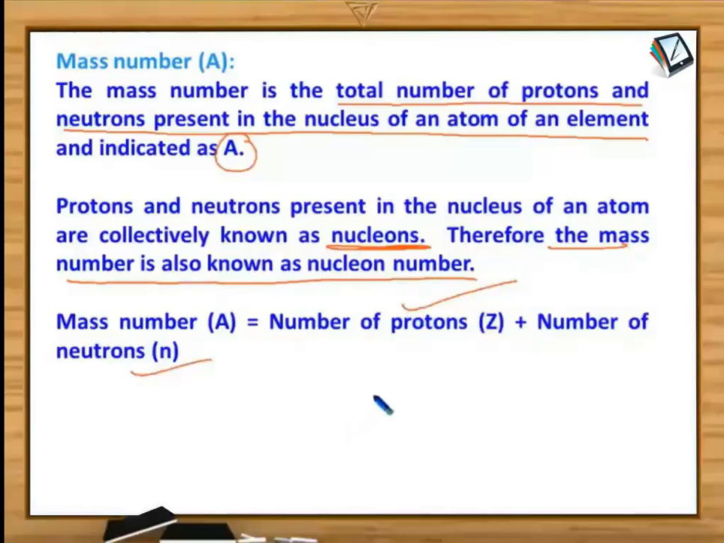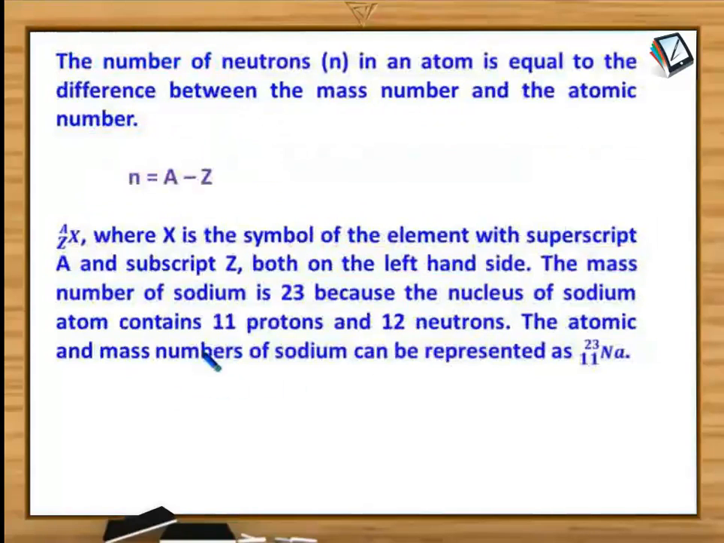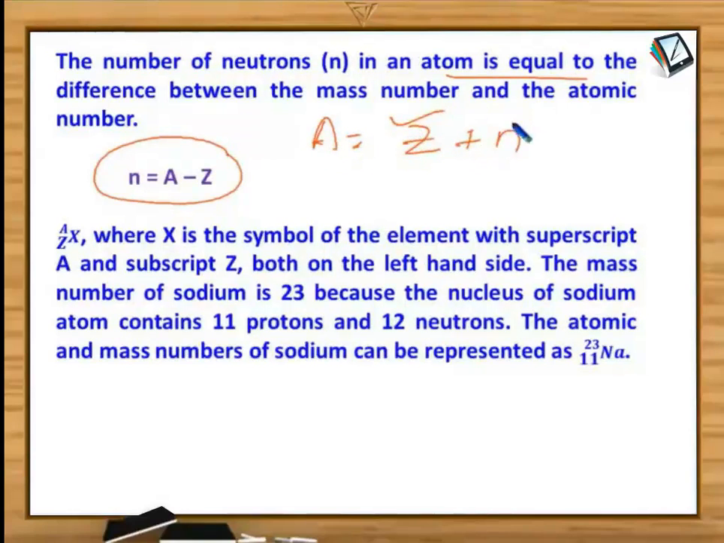So how many protons are there in an atom of an element? We get it from the atomic number. Atomic number plus number of neutrons is equal to mass number. And the number of neutrons in an atom is equal to A minus Z, because we know that A is equal to Z plus N, meaning number of protons plus number of neutrons. So N becomes A minus Z. Mass number minus atomic number gives the number of neutrons in the nucleus of an atom.